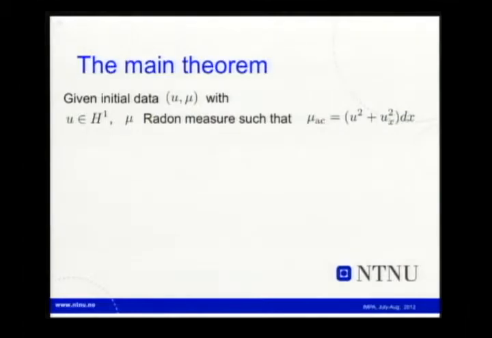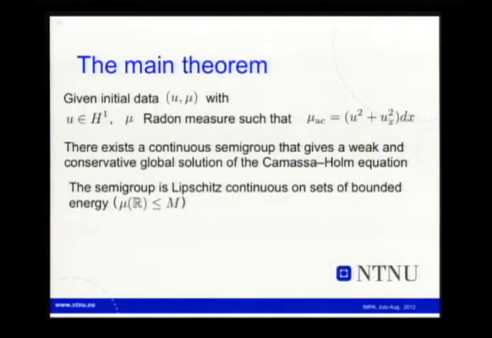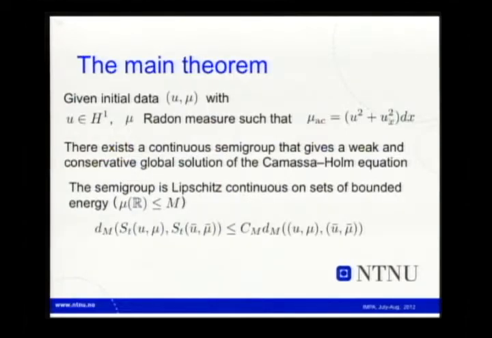So this gives us our theorem that if we have initial data that consists of the measure mu and the U, and U is in H1, mu is a Radon measure with this property, there exists a continuous semigroup that gives a weak, conservative, and global solution of the Camassa-Holm equation. And this semigroup is Lipschitz continuous on sets of bounded energy. So indeed, we can measure the distance between these two at a certain point, and they are bounded by what the distance is initially.